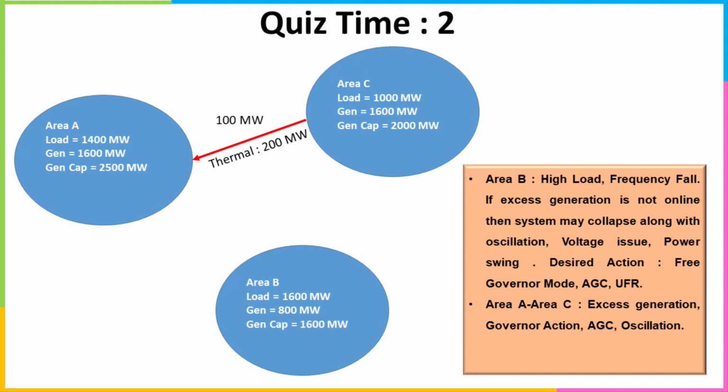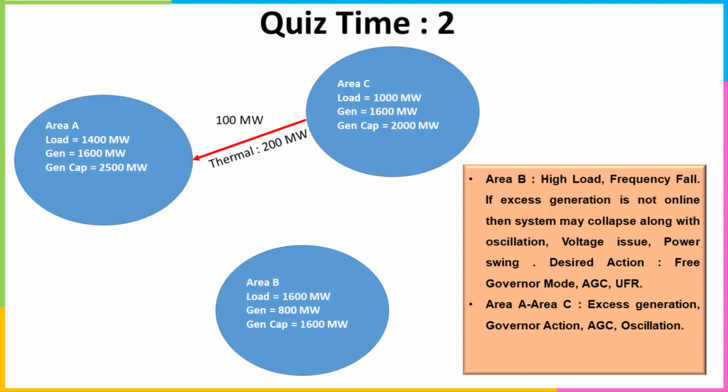So what are the desired actions that we want? A free governor mode of operation should be there, so that whatever the online generation is, it can be brought to the maximum capacity. Then you want your AGC to function in that area, so that the generation can be further increased apart from the governor operation. The governor operates to bring the frequency to a good nominal level. After that, AGC continuously increases the power in that particular generating plant in area B.